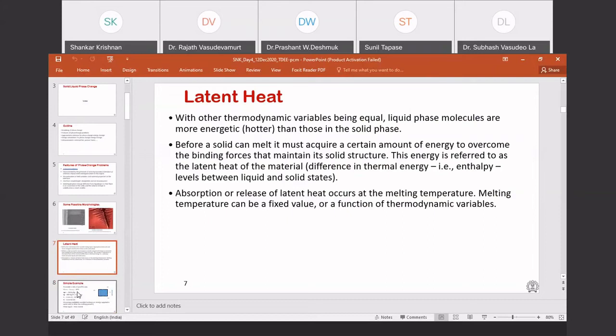So for that to happen, for a solid to become liquid, it has to absorb certain enthalpy. Or if it is solidifying from a liquid state to solid state, then it has to release a certain amount of energy. So there is either latent heat absorption or latent heat release or liberation that happens.